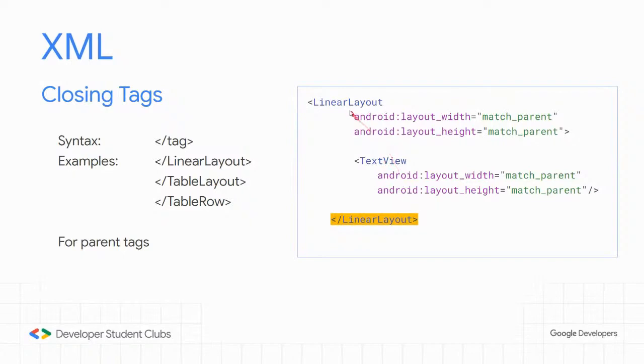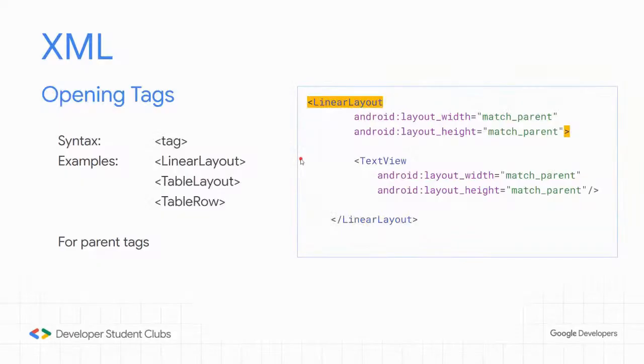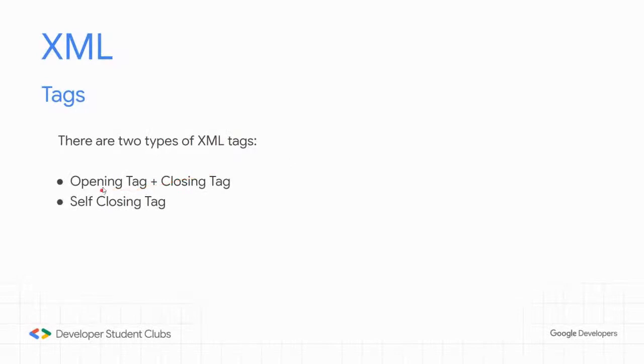So whenever you have a tag that will take in children, like a linear layout, then you use the first type of tag, opening plus closing. You open it, then in between you put all the children, then you close it. So whenever you have children, be sure to use the first type.